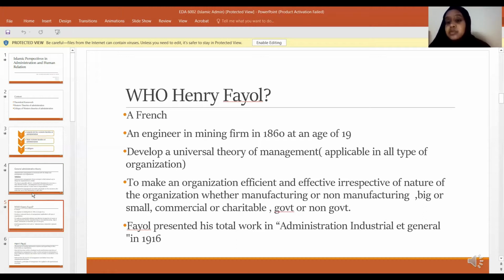irrespective of the nature of the organization, whether many factors or non-many factors, big or small, commercial or charity, government or non-governmental. He presented his total work in general and industrial administration in 1916.